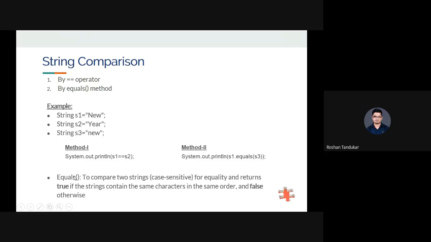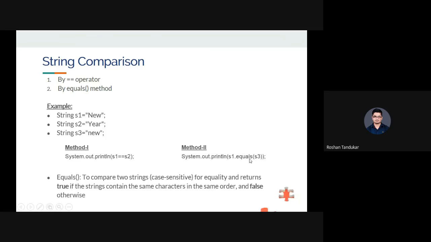So the equals method compares two strings. Basically the strings are case sensitive, and it will return true if both strings contain the same characters in the same order, and false otherwise. That means if there are certain changes or they do not match, it will return false. So for comparison you can use either the double equal to operator, or the equals method like this.